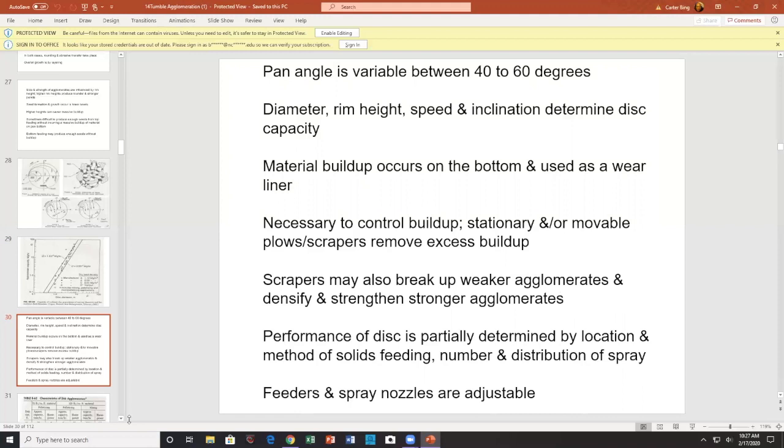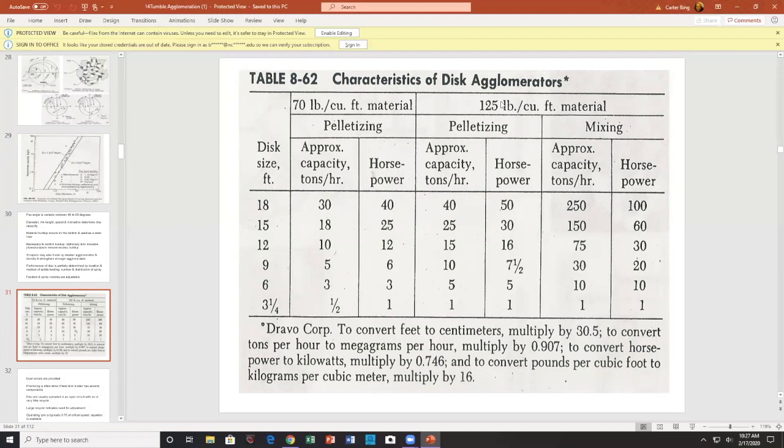Here we have some capacity sitting here. 3 feet in diameter is pretty small, and we get up to 18 feet in diameter. Horsepower sitting here, capacity sitting here. We have it for pelletizing as well, horsepower, capacity.